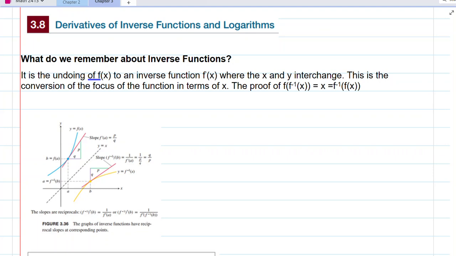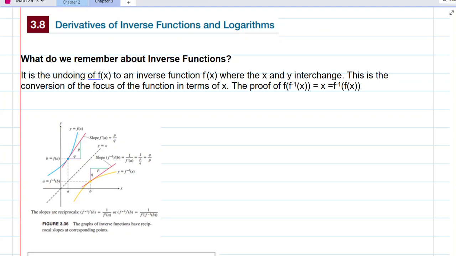Okay, we are in section 3.8, derivatives of inverse functions and logarithms. We're going to be heavy on the logarithms and slightly with fewer examples on the inverse. But we do want to consider this, and we're going to talk about what an inverse is.